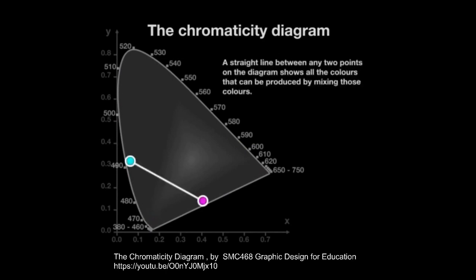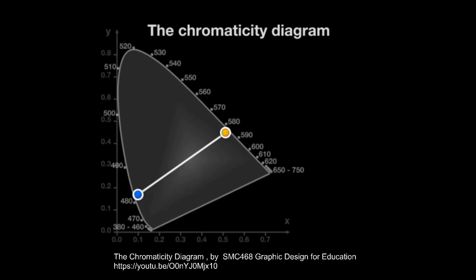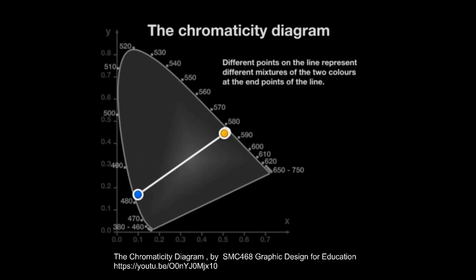A straight line between any two points in the diagram shows the colors that can be produced by mixing those two colors, that is to say, mixing lights of those two colors. So here are two pairs of lights, blue and yellow, and purple and something. Different points on the line represent different mixtures of the two colors at the endpoints of the line.